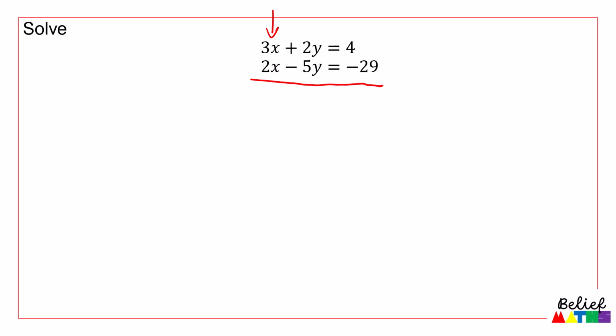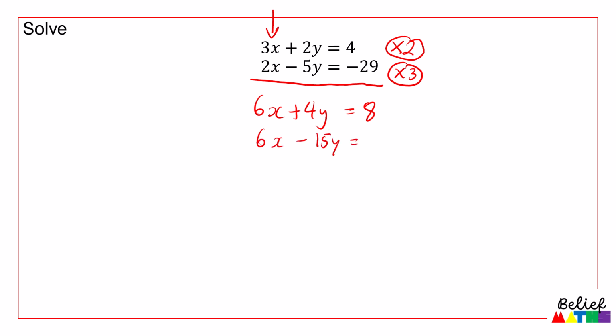Now, to make these numbers the same, I want to make both of them into 6, because 6 is the lowest common multiple. So I'm going to multiply the first line by 2, and I'm going to multiply the second line by 3. So my new equations are 6x plus 4y equals 8, and 6x minus 15y is equal to, now 29 times 3, you might need to do that over on the side. Let's do 29 times 3. Well, 3 times 9 is 27, carry your 2, 3 times 2 is 6, plus 2 is 8, so that's 87. So because it was minus 29, that's now minus 87.